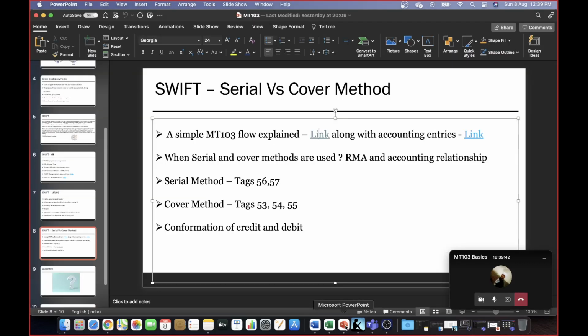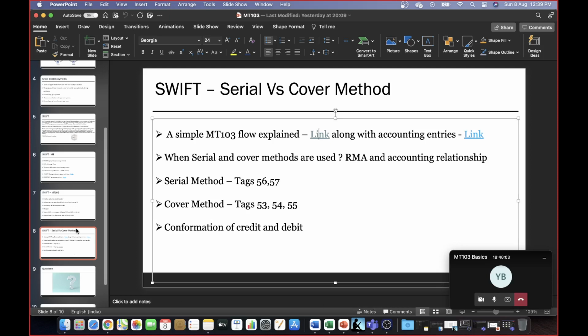Hi Santosh, this is Yuvraj here. I have a doubt. In the serial method, if the RMA says an account relationship exists, why can't it be a normal transfer? Why is that a serial transfer? Normal transfer is serial transfer. Okay, all right. Thank you.